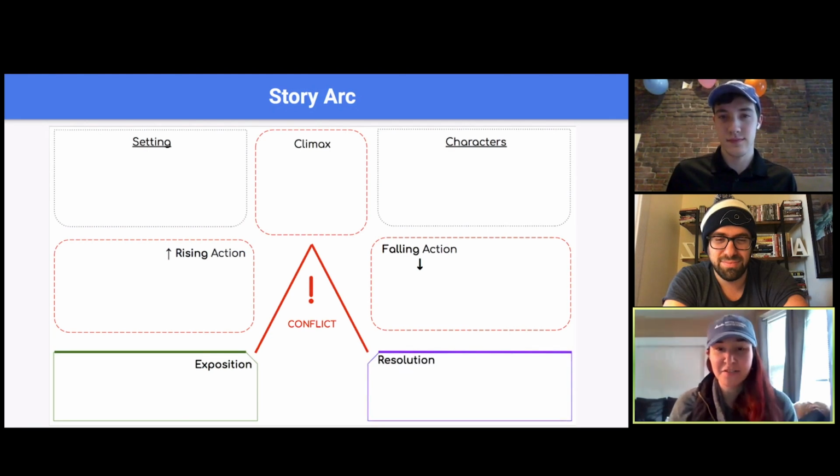The last part of your story is the resolution, and that is the ending. That is how everybody comes together, solves the problem, and lives happily ever after, maybe.